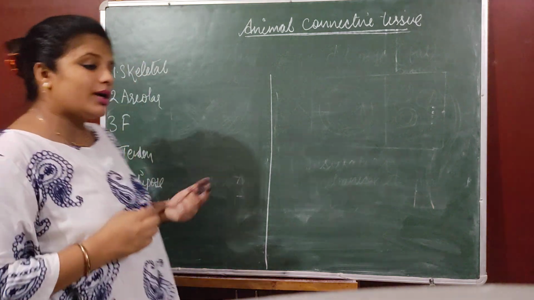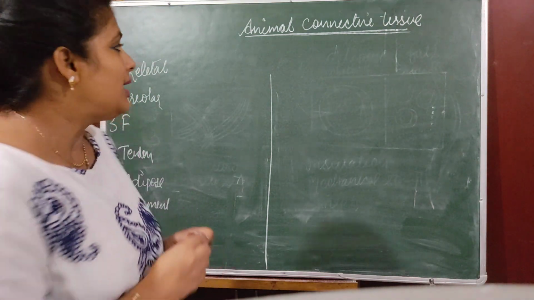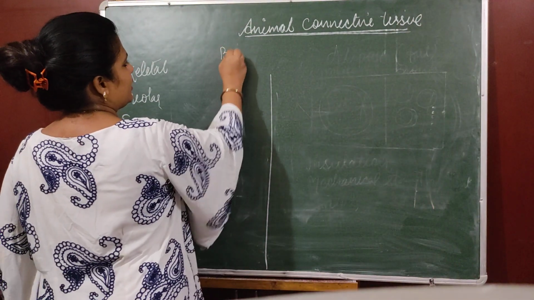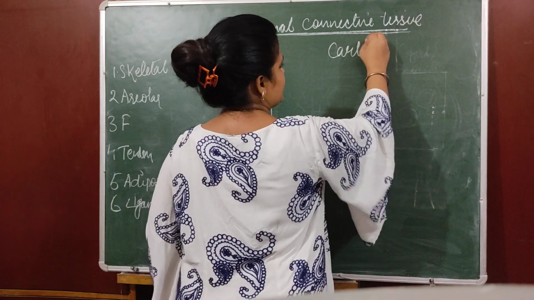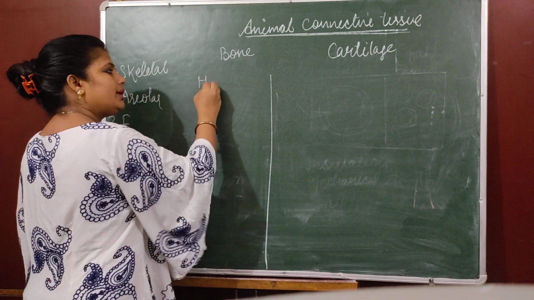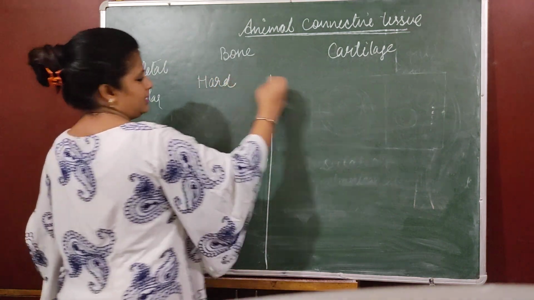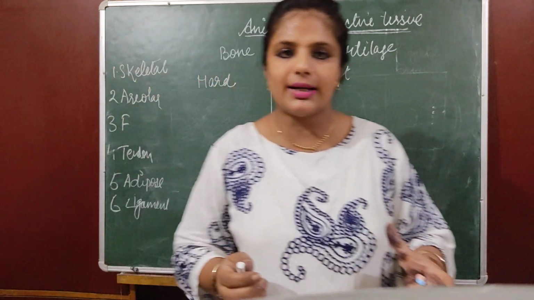Now, skeletal tissues are known as skeletal tissues because they are connected with our skeleton system, and they are of two types. One is bone and the other one is cartilage. Now, what is the difference between bone and cartilage? Bone is the hard part, cartilage is comparatively soft. I hope you remember what cartilage is.